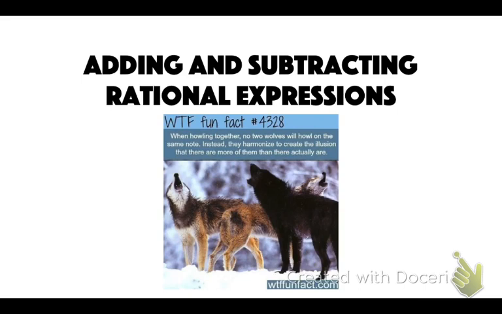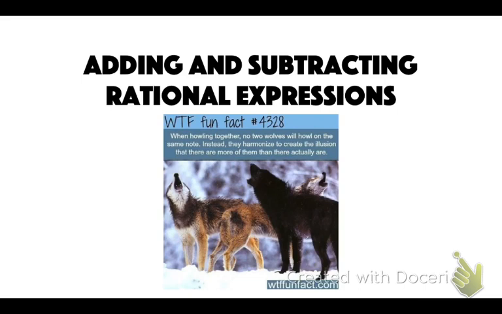Another fun fact, when howling together, no two wolves will howl on the same note. Instead, they harmonize to create the illusion that there are more than there actually are. That's actually super cool. Dogs are way smart. Did you know dogs share all of their DNA with wolves? So your dog, like my poodle that I have, I mean, he's a golden doodle, but he's a poodle, is essentially a descendant from a wolf, which is crazy because he wouldn't survive a second in the wilderness.